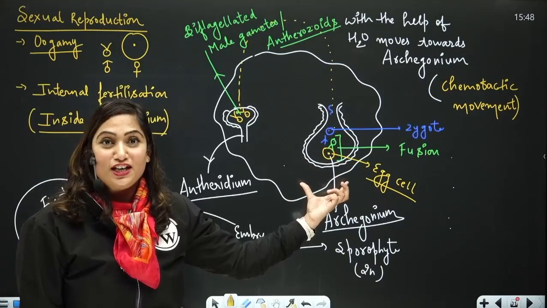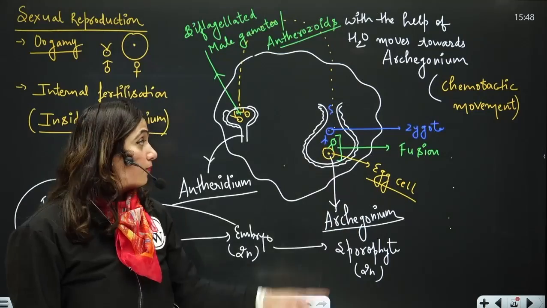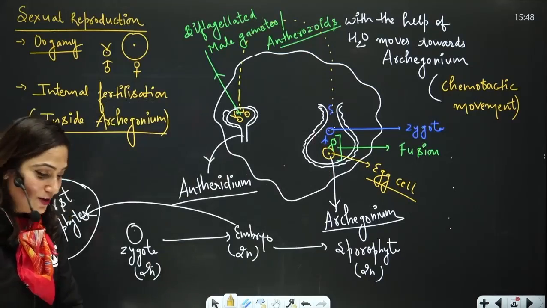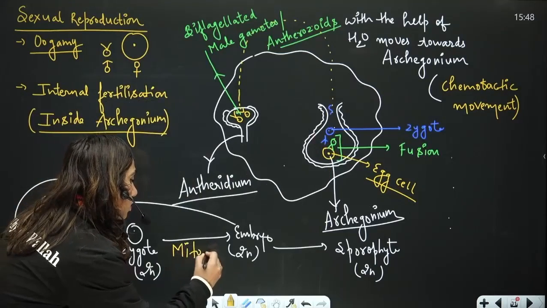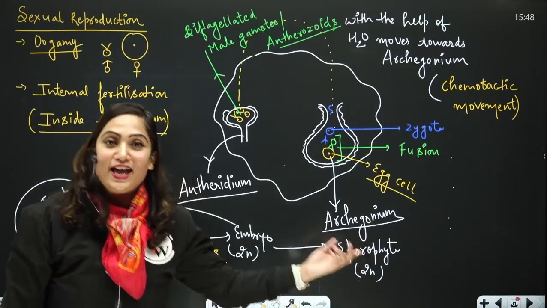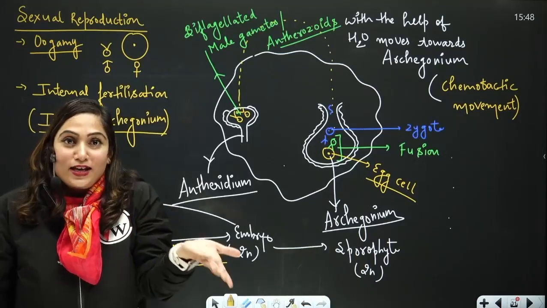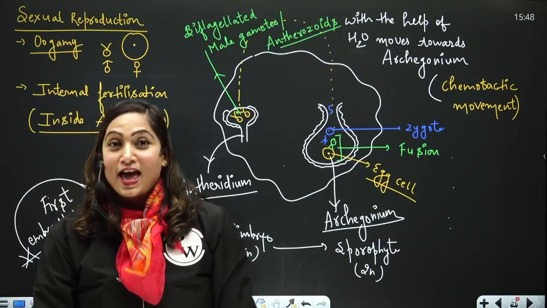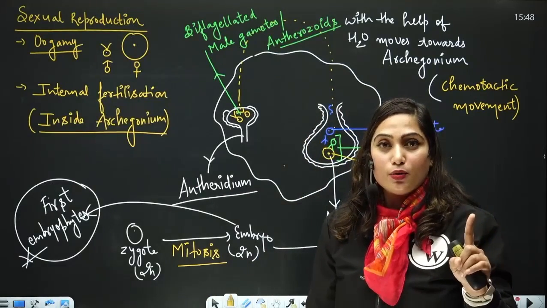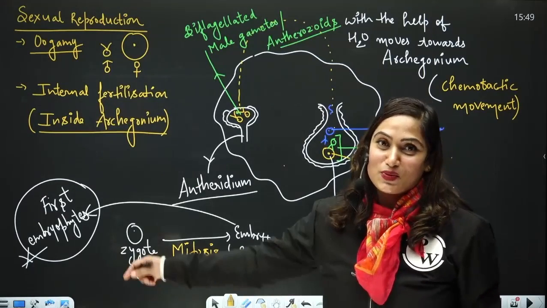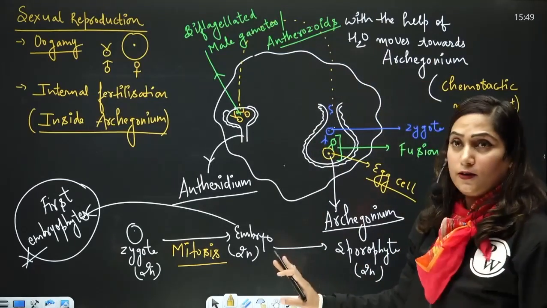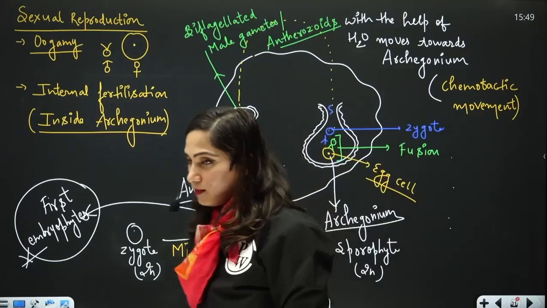Inside the archegonium, fertilization happens. Internal fertilization. And what is formed? Zygote. And zygote will undergo mitosis to form embryo. And embryo will form sporophyte. And that sporophyte will always be present on the gametophyte. This is sexual reproduction. And embryo was not forming in algae. So in the plant kingdom, the embryo is first formed in bryophytes. That is why they are called the first embryophytes. Okay, so I hope you understand the sexual reproduction here properly. No problem? Let's move further now.